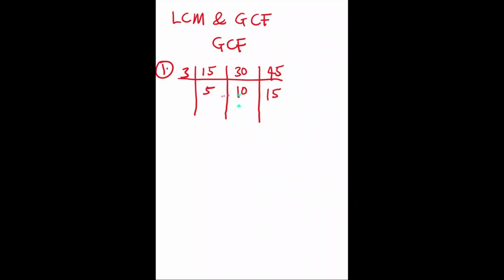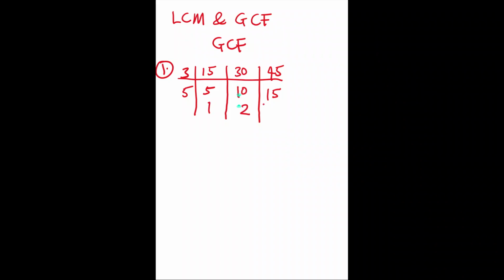We can't use 2 here. We can't use 3 here. Because if we use 2, 2 will divide 10, but 2 will not divide 5 and 15 evenly. If we use 3, 3 will divide 15, but 3 will not divide 10 and 5 evenly. So the only number that can divide 5, 10, and 15 evenly, the next number in line, is 5.